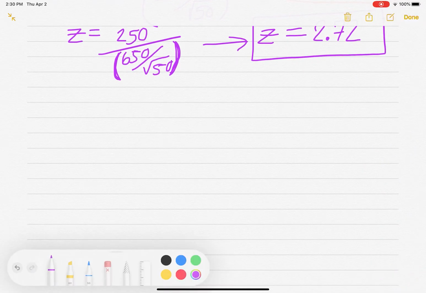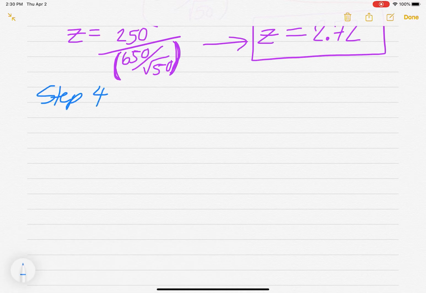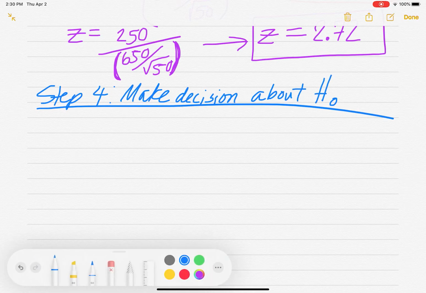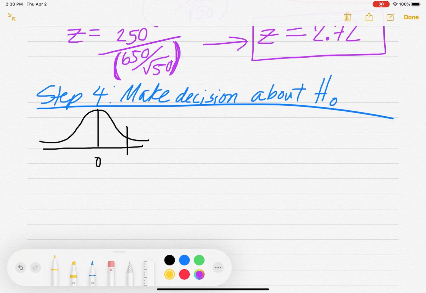The next thing we want to do is make a decision about the null hypothesis. Step 4: make a decision about the null hypothesis H0. Do we reject or do we fail to reject? Well, let's draw a picture. I'm going to draw my z distribution. I have 0 in the center. I'm going to have a right tail situation.